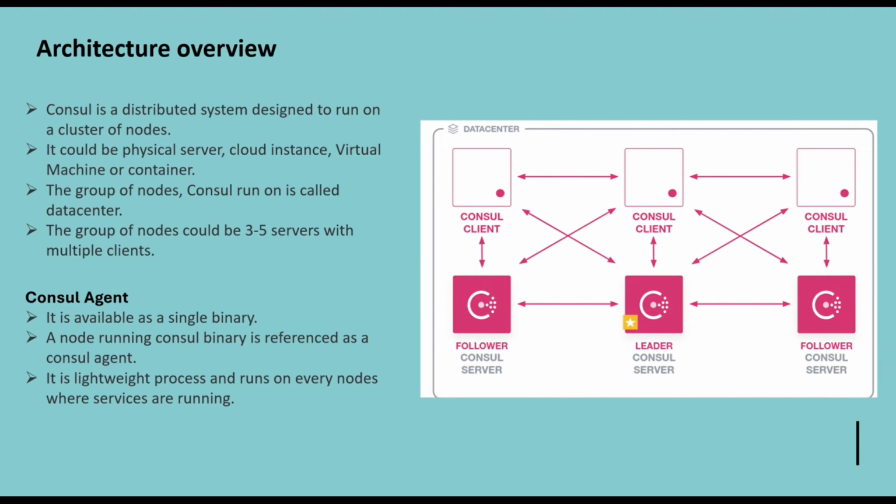Then the second part is the Consul agent. The Consul agent is a single binary that you need to install on every node where a service is running. A node running the Consul binary is referred to as a Consul agent. The agent is just one binary that you install on the particular node where the services are running. It is a lightweight process that runs on every node where services are running.